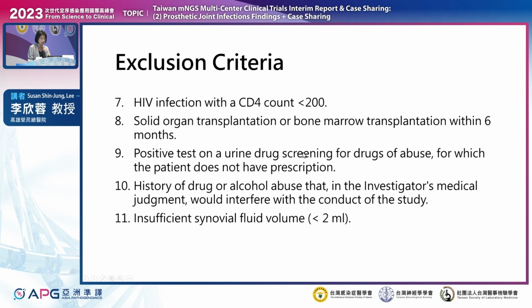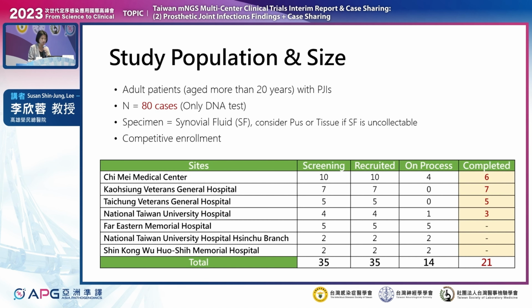Immunocompromised conditions such as HIV infection with a low CD4 cell count of less than 200, or transplant patients are also excluded. Patients with drug abuse or alcohol abuse were excluded, and also those with a synovial fluid volume of less than 2 milliliters that may be insufficient for diagnostic testing were also excluded.